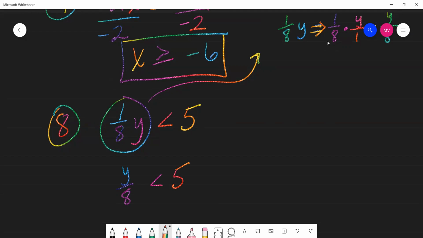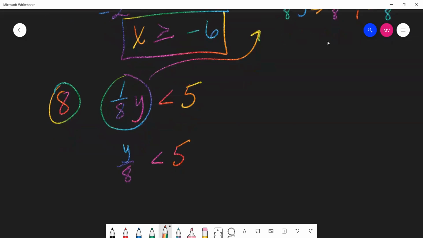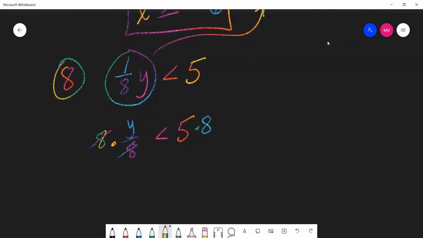Or you could recognize the fact that a variable times a fraction is the variable in the numerator and then the fraction's denominator in the bottom. So when you see this, y divided by 8 is less than 5, what do you need to do to isolate the variable? Yeah, so then we multiply by 8. These cancel each other out, they become a 1. And so you're left with y must be less than 40.